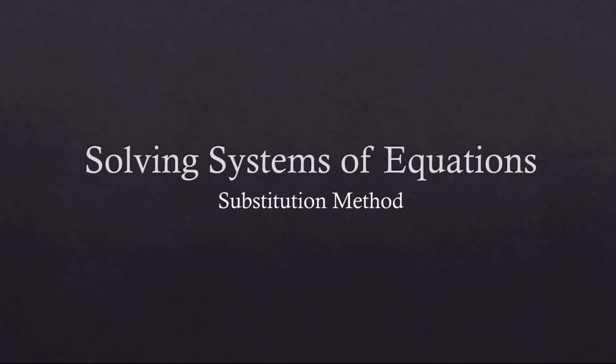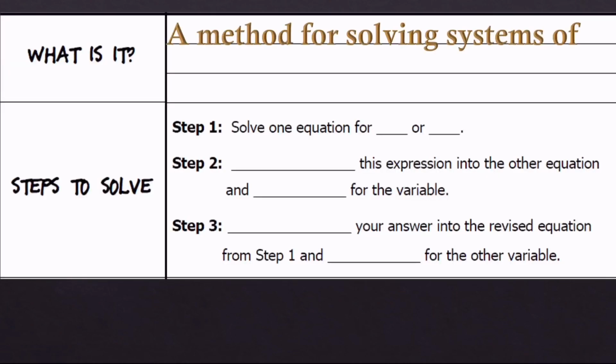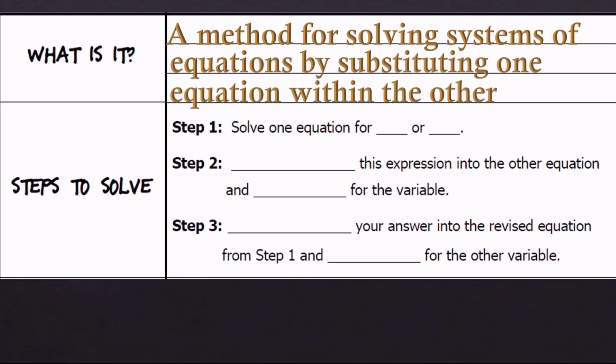Okay, now that we've touched on systems of equations and that we understand it's two linear equations whose solution is one point, there is another method to solve systems. Sometimes graphing is not the best method because our values are so large. So the other method is called substitution, and it's exactly what it sounds like. We're going to substitute, meaning replace a variable with a given value. So the substitution method is a method for solving systems of equations by substituting one equation within the other.